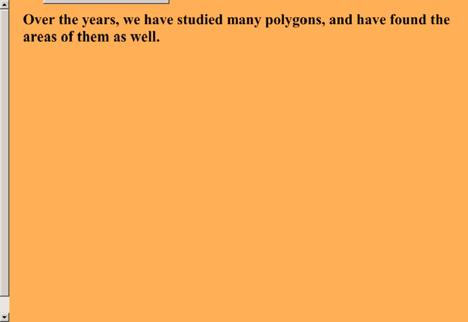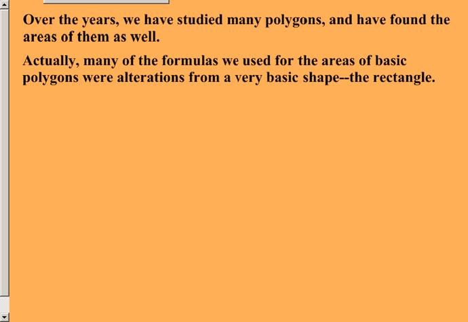All right, now over the years we've studied many polygons and have found the areas of them as well. Actually, many of the formulas that we use for the areas of basic polygons were alterations from a very basic shape, which is the rectangle. Everybody knows the area of a rectangle is found by base times height, and that spawned formulas to go along with the area of a triangle, which was half of the base times the height. The trapezoid, still 1/2 times the base times the height, but since there were two different measurements for the bases, it was a sum of the bases times the height, and so on.